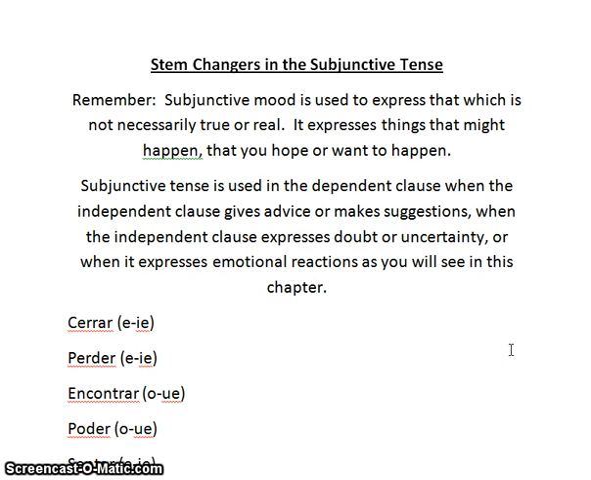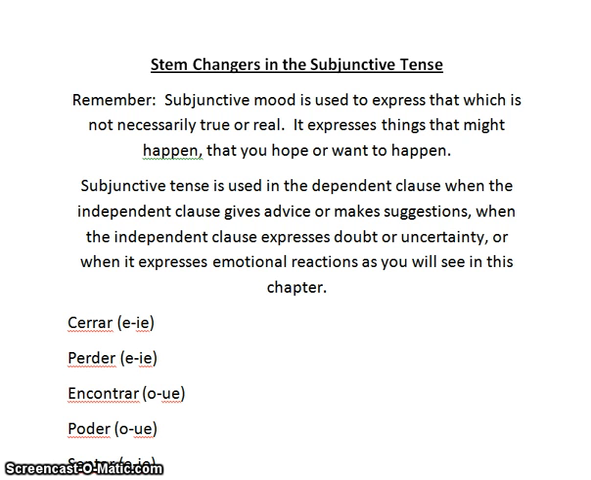Buenas tardes. So we're looking at stem changers in the subjunctive tense again. As a definition, remember, subjunctive mood is used to express that which is not necessarily true or real. It expresses things that might happen, that you hope or want to happen. Now remember, just because you want those things to happen or because they might happen doesn't necessarily ensure the outcome, in which case you would need subjunctive tense.